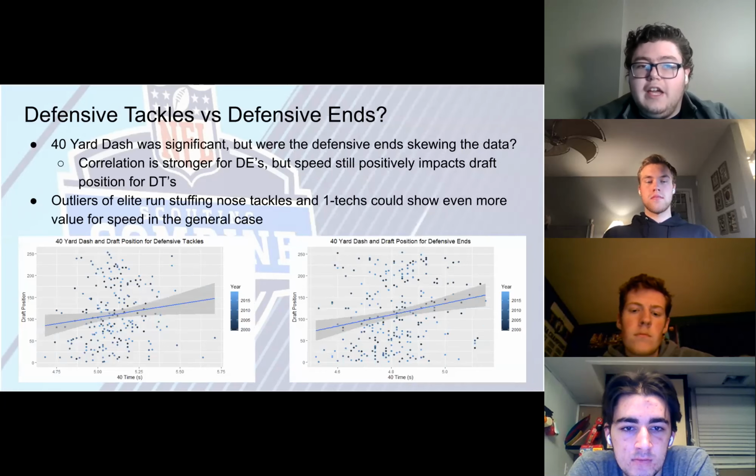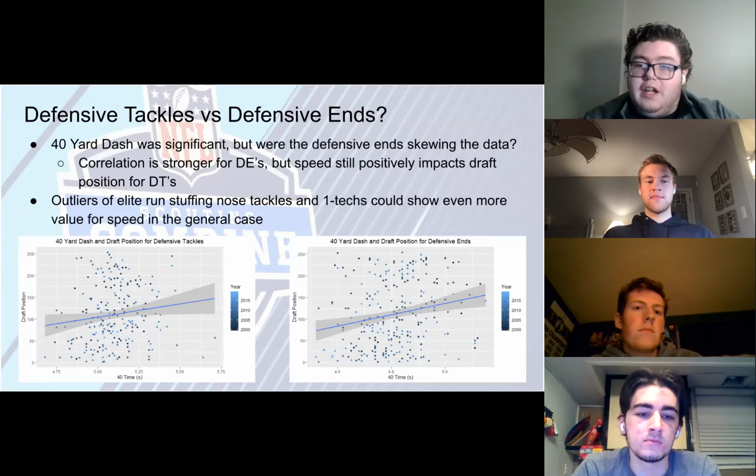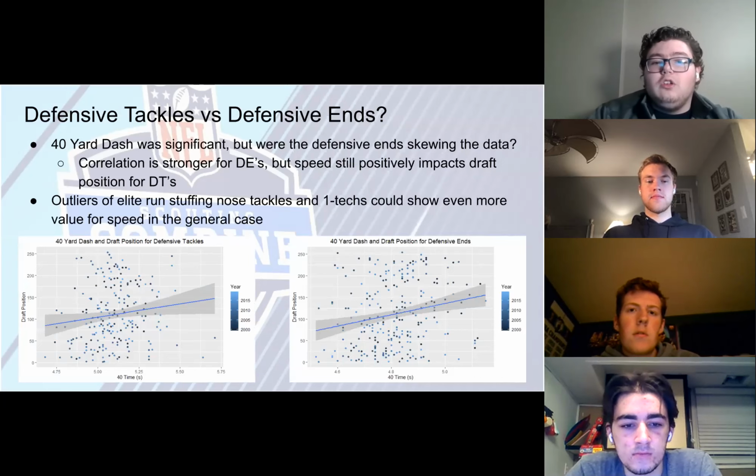So one thing I wanted to take a look at was defensive tackles versus defensive ends. So we saw that speed was important for the defensive line in general, but maybe that was being skewed by the defensive end. So I broke down each of the two position groups, and we found that 40-yard dash time is important for both of these groups, not just defensive ends. So although the correlation's stronger, it's still important for both.